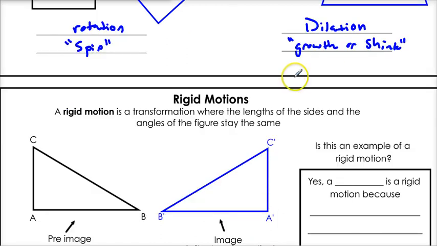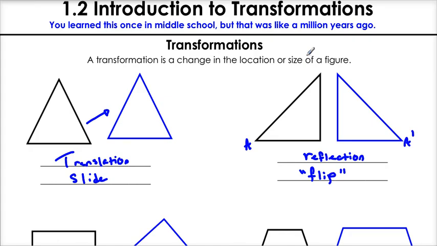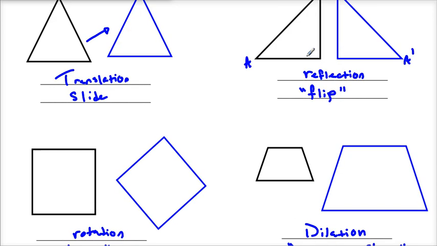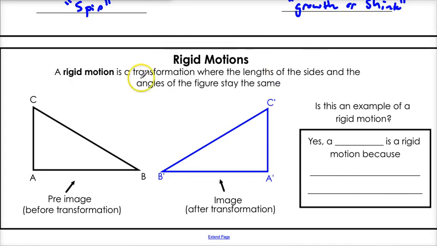Now that's the four kinds that we're going to be talking about through the rest of this unit because it's really all about transformations. But there's this main word you really got to know. This is some vocabulary, a rigid motion. Okay, it is really important that you know the definition. And a rigid motion is a transformation where the lengths of the sides and the angles of the figure stay the same. So after the transformation, everything stays the same. Okay? So the side lengths don't change and the angle measures don't change.